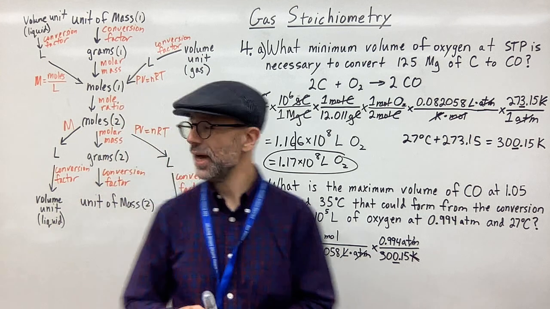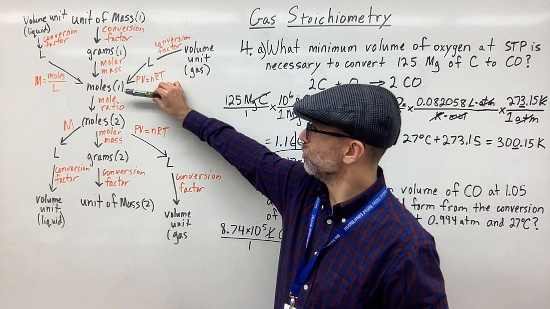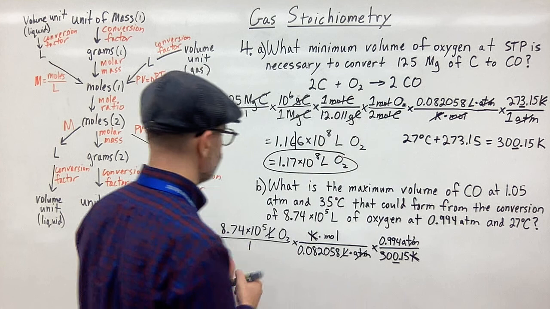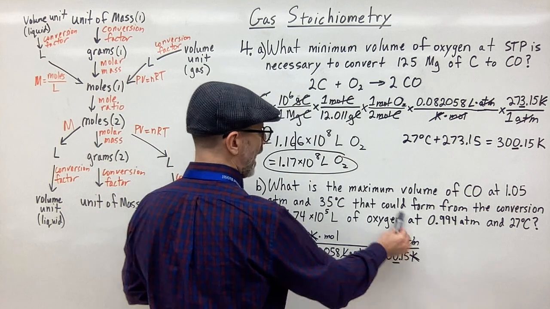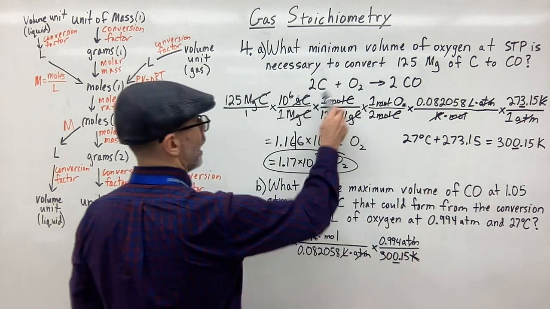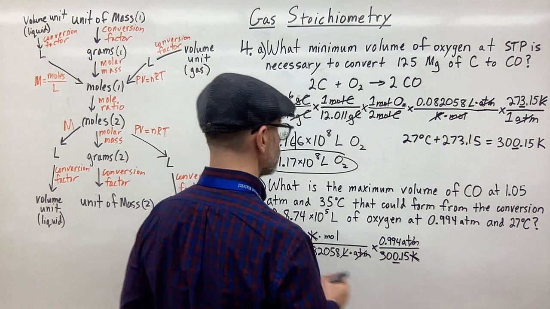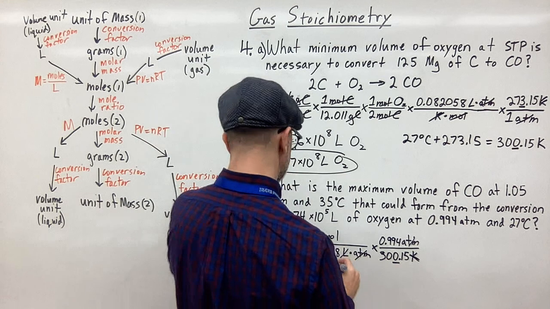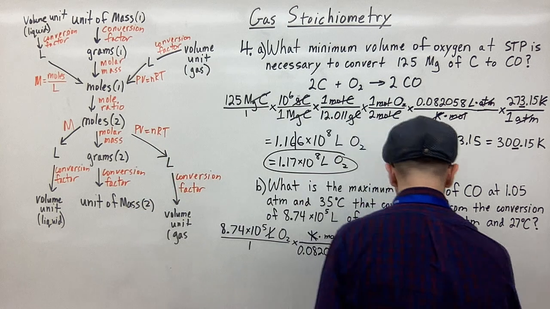Now that I have moles of oxygen, I am here. So now I can use the mole ratio from the equation to convert from moles to moles. So let's go ahead and do that. So what are the moles we're looking for? We're looking for the moles between oxygen and CO. So we got oxygen and CO, so it's 1 to 2. So since I have moles of oxygen on top, I'm going to put moles of oxygen on the bottom.